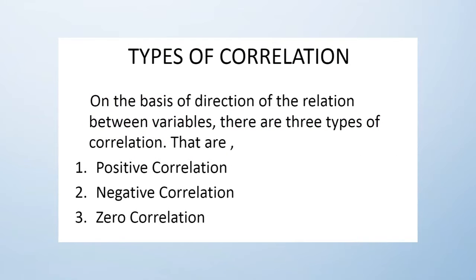Now we also see the concept of types of correlation. On the basis of the direction of the relation between variables, there are three types of correlation: positive correlation, negative correlation, and zero correlation. In the previous lecture, we did this in detail with explanation. We understood the concept very clearly.